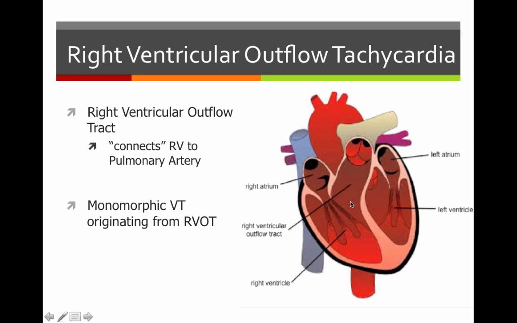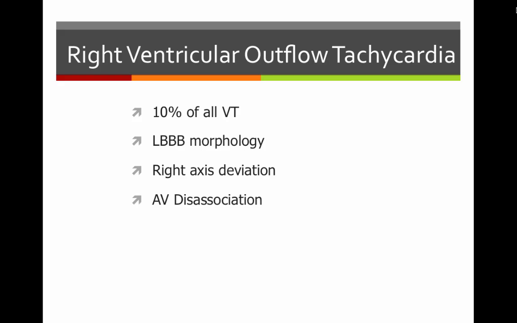This is a type of monomorphic VTach that is idiopathic, meaning it doesn't originate from a structural medical cause. Most of our idiopathic VTACs originate from the right ventricular outflow tract. Even though right ventricular outflow tract tachycardia is idiopathic, it doesn't account for a lot of the VTACs that we'll see out in the field. It counts for about 10% of all VTAC.